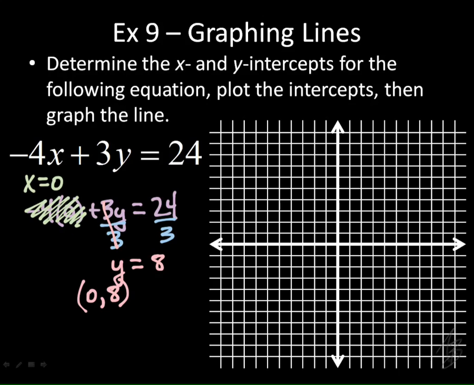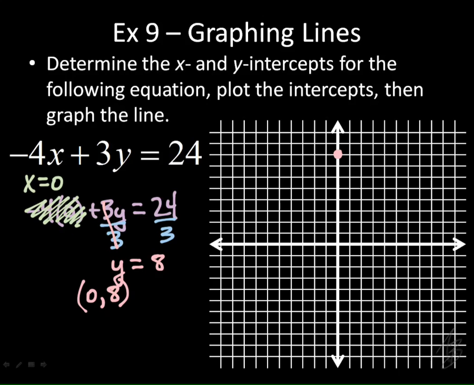Which way do we go? We're going to go up 8. So we started at the origin, we go up 8. There's your, which intercept is that? That's the y-intercept. So when we put 0 in for x, that's going to give us the y-intercept. Now let's find the x-intercept.